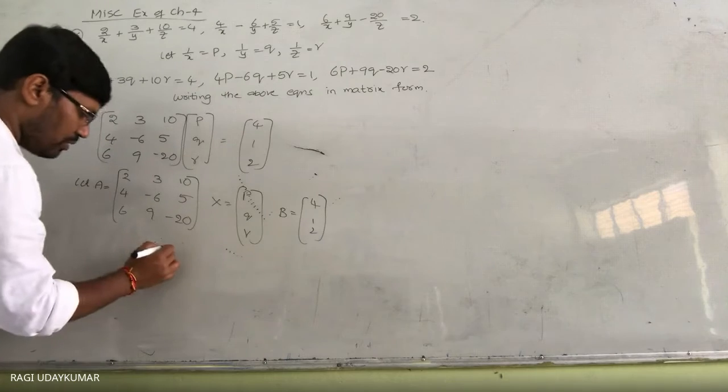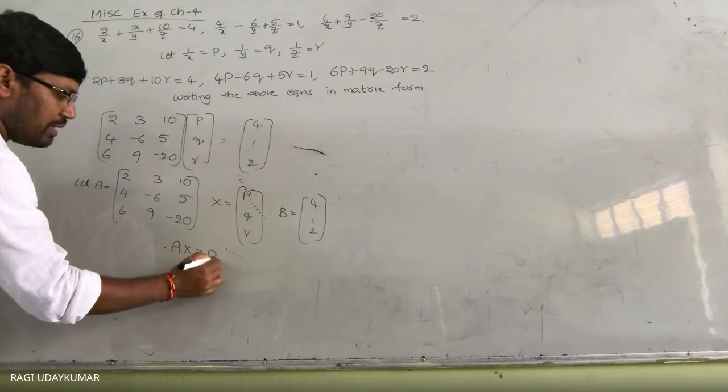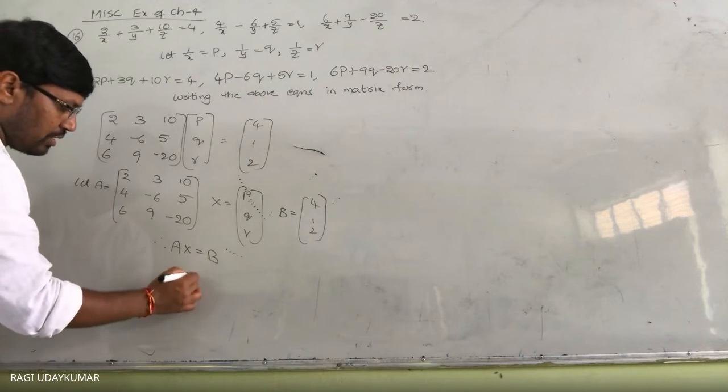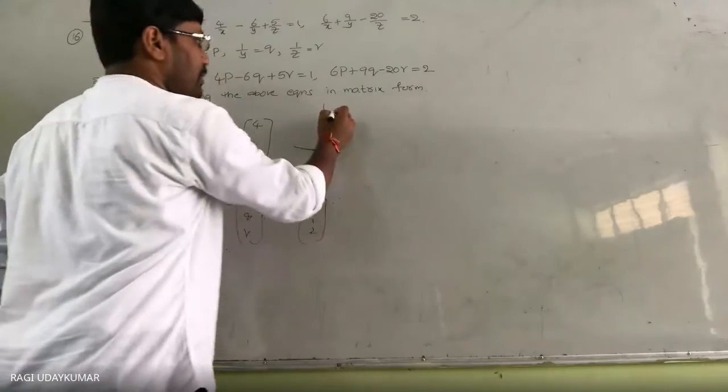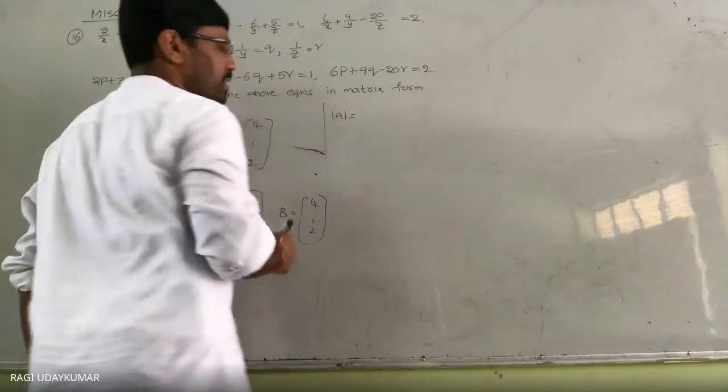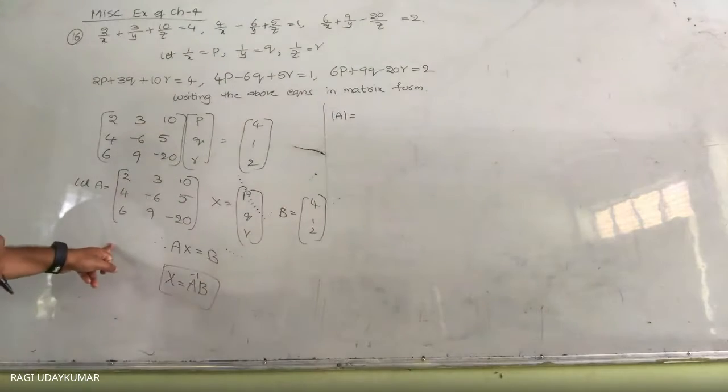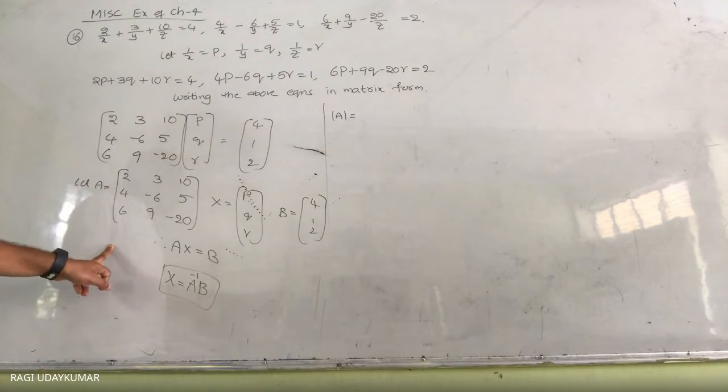Therefore AX is equal to B. We need X. X is equal to A inverse B. So how do you find A inverse? To find A inverse you need the determinant of A. Find the determinant of A. Using any way you can find it.